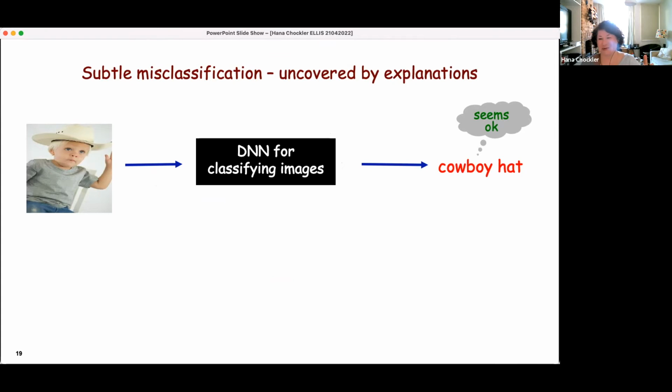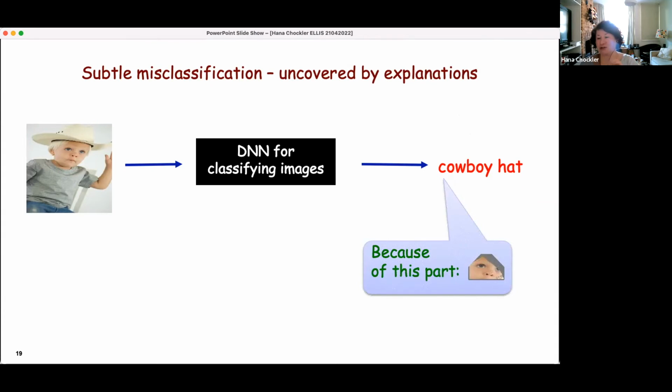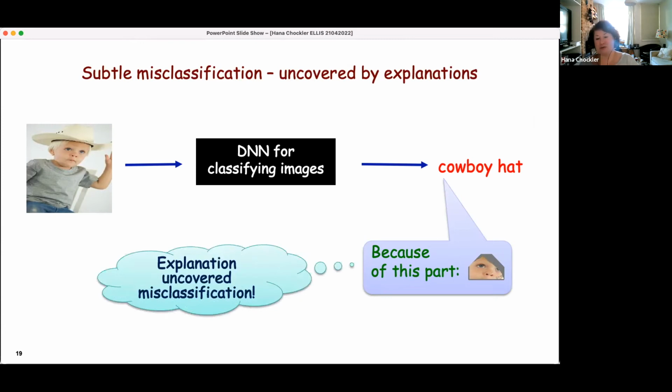This label seems plausible. But then when we asked for an explanation, the explanation was part of the child's face. Now that's clearly not okay, right? It's not a hat because of the face. And so then we looked at the training set and discovered that all images labeled as cowboy hat were actually of people wearing cowboy hats. So instead of recognizing a hat, the network learned to recognize a face. So this misclassification wouldn't have been discovered without an explanation.